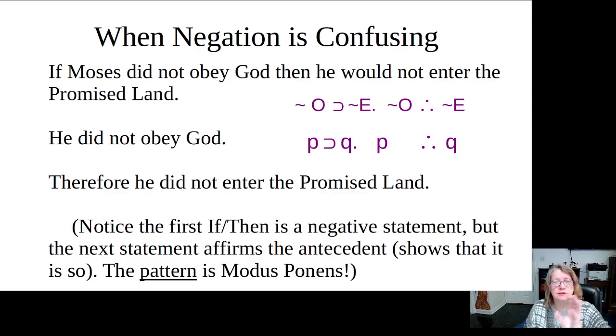But now, look at what we have here. The very first section: if Moses did not obey God, then he would not enter the promised land. Not obeying is the antecedent. It's what comes before the then. Not entering comes after the then. So I am saying the not O is true. The antecedent, I'm affirming that that's what happened. So if he did not obey, then he would not enter. I'm affirming the first part. Okay, that happened. He did not obey God.